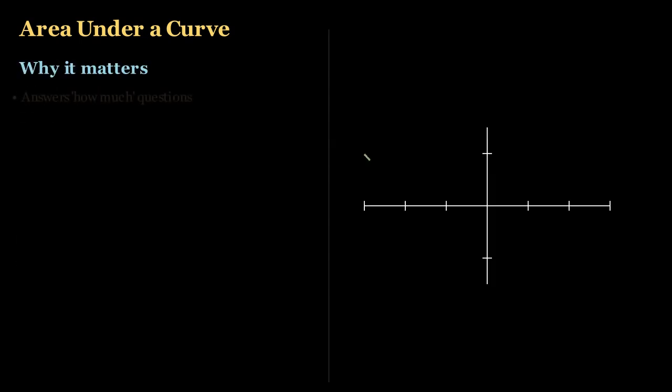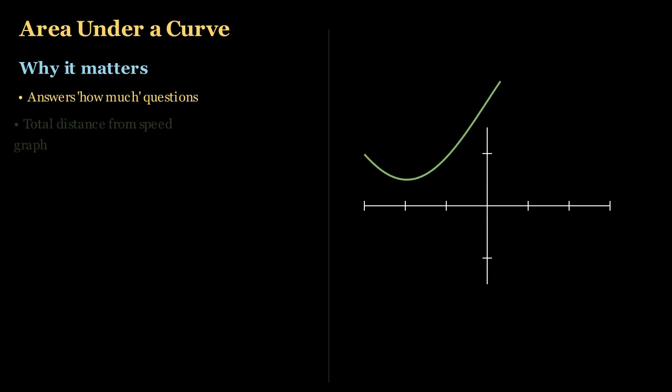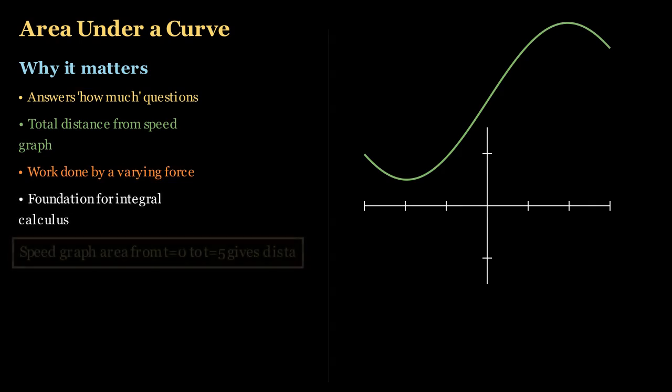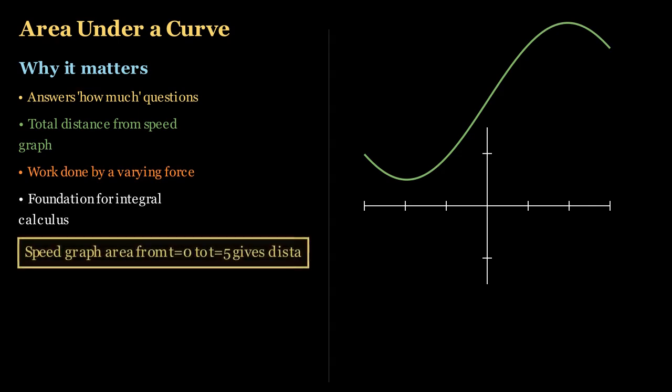Suppose you have a speedometer graph that curves up and down as a car speeds up and slows. The area under that speed curve between two times tells you the total distance traveled, not just speed at one moment, but the whole journey. Or think of pushing a swing, the force you apply changes as the swing moves. The area under a force against distance curve gives the total work you did. This idea is the seed of integral calculus, the branch of maths that adds up infinitely many tiny pieces to find a whole. It's the flip side of the slope and rate of change ideas you already know.